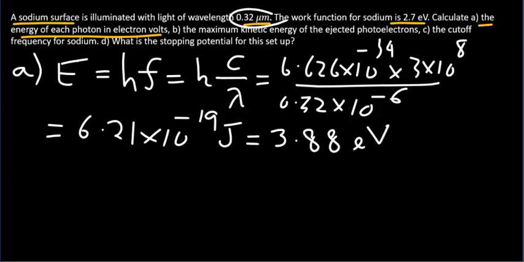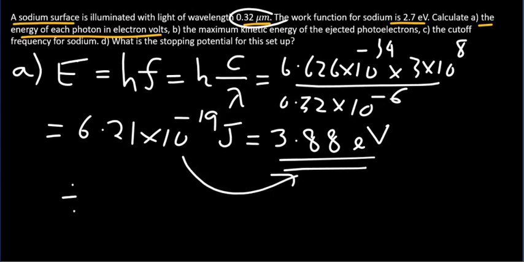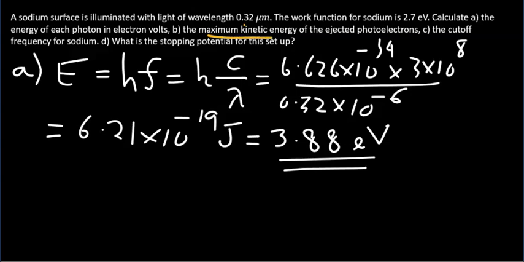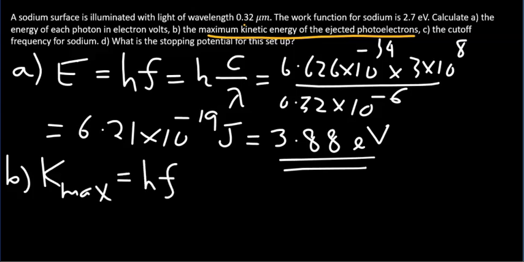3.88 electron volts. Now how do you get from here to here? By dividing by the charge of the electron, which is 1.602 times 10 to the power minus 19 coulomb. Part B. What is the maximum kinetic energy of the ejected photoelectrons? The maximum kinetic energy is given by the energy from the photon minus the work function.